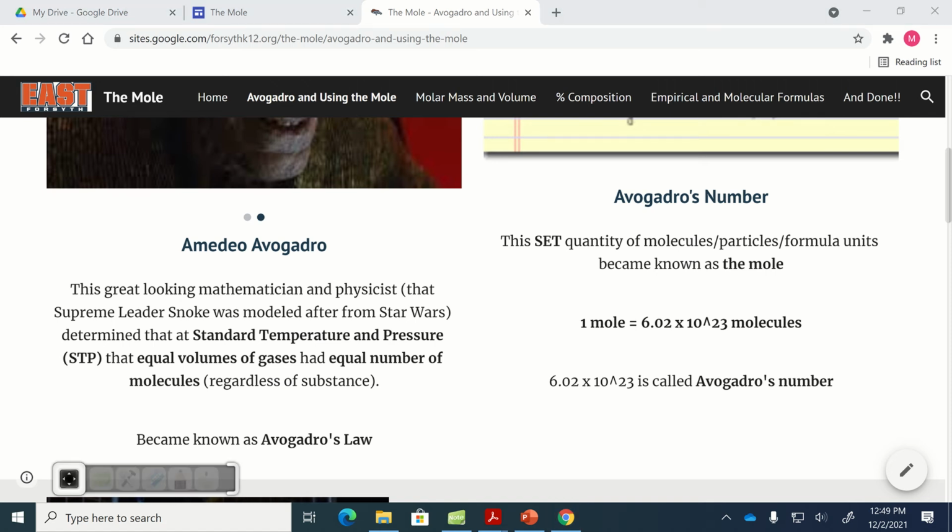Just as a quick reset, why do I have all these different things? Remember, molecules are covalent. Formula units is how we count ionic compounds. Particles are atoms, the individual atoms themselves. So, 1 mole is equal to Avogadro's number, 6.02 times 10 to the 23rd. That is a constant for 1 mole. Those are 2 completely equivalent values.